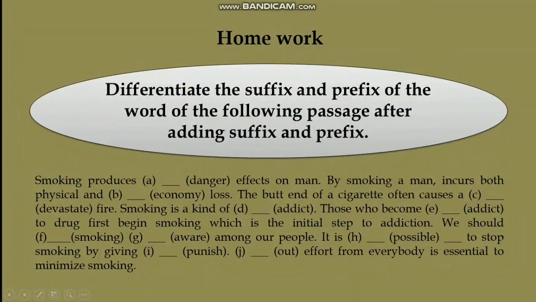Now there is a passage where there are some words in brackets which are in incorrect form. You will have to correct them by adding a prefix or suffix. Okay, try it at home.